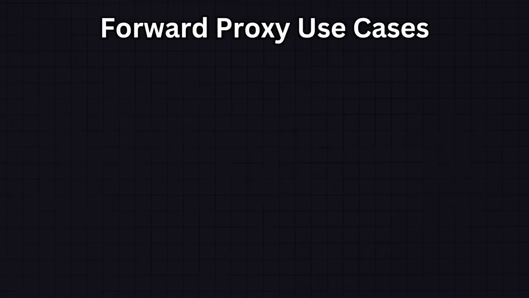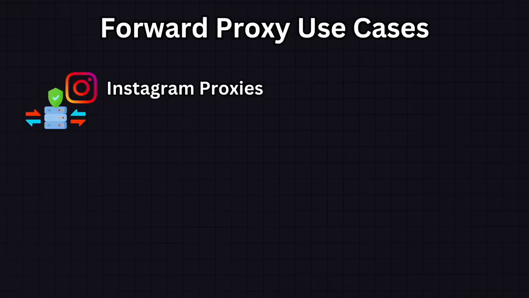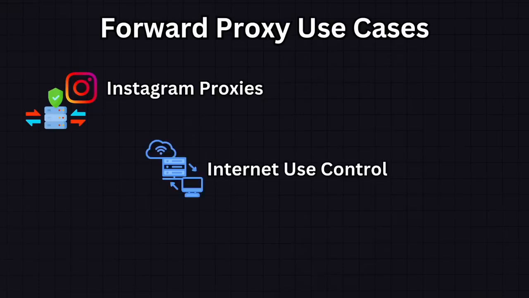One popular example is Instagram proxies. These are a specific type of forward proxy used to manage multiple Instagram accounts without triggering bans or restrictions. Marketers and social media managers use Instagram proxies to appear as if they are located in different areas or as different users, which allows them to manage multiple accounts, automate tasks, or gather data without being flagged for suspicious activity.